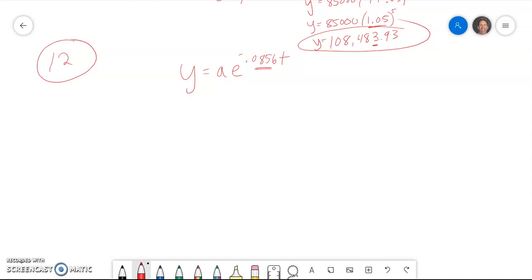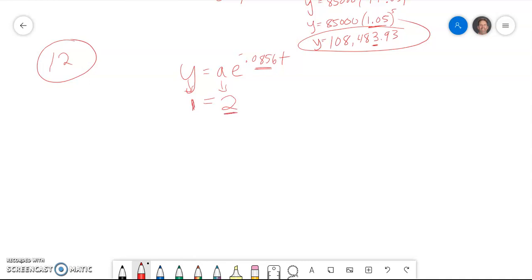Now, Miss Brewer talked about this. You can plug in just about anything for a half-life. Basically, the important thing is that A is your initial amount. So if I say I have 2 grams, then my final amount should be 1 gram.